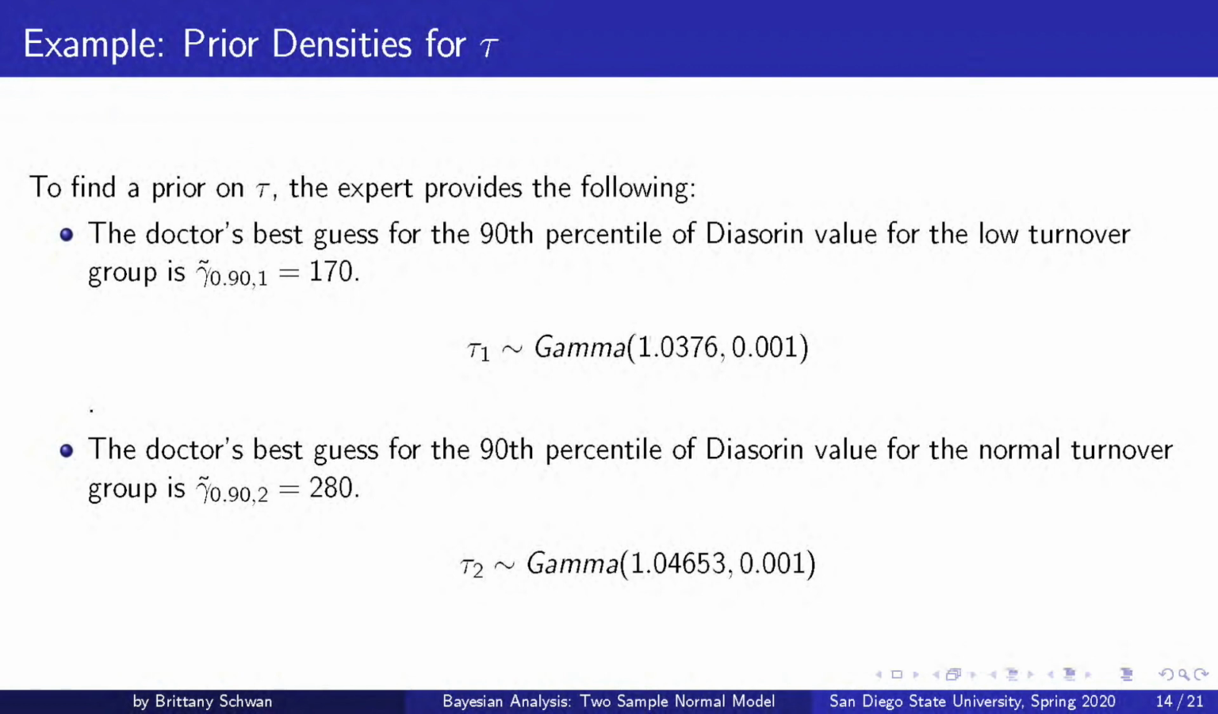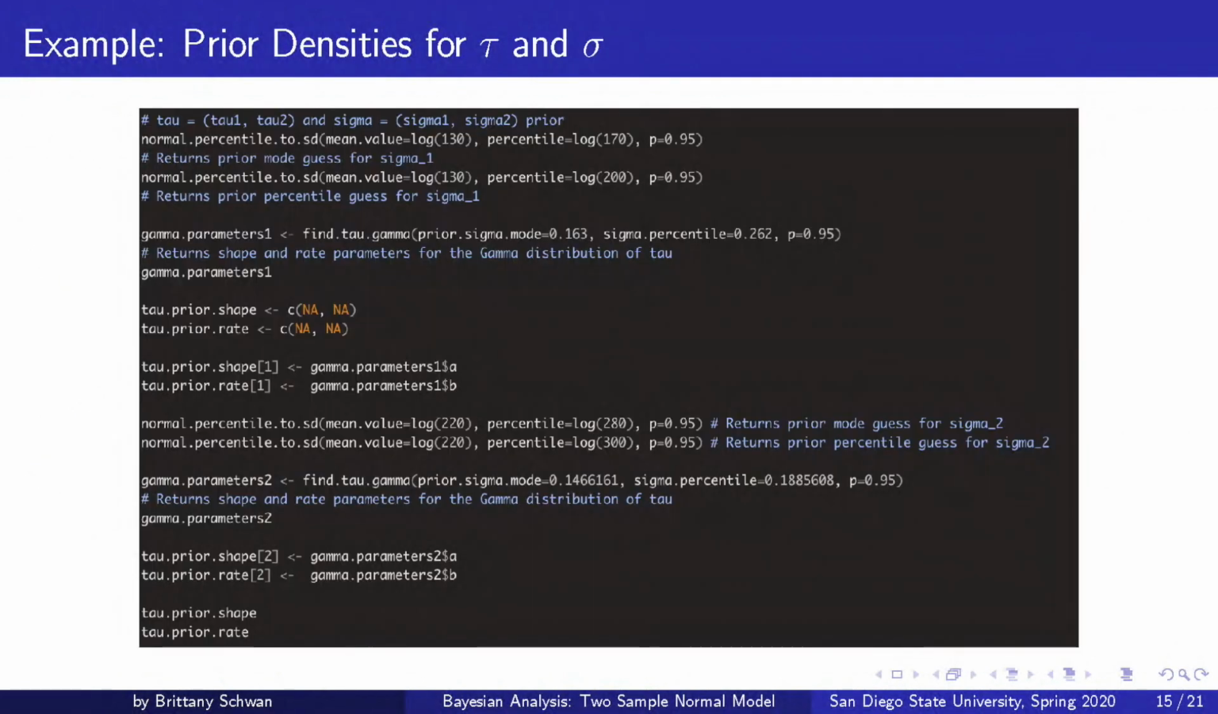His best guess for the 90th percentile of the Diasroin value for the low turnover group is 170, and for the normal group is 280. We then use R to solve the 2x2 system of equations to determine our two hyperparameters for the tau distribution for the low and normal groups. Like mentioned earlier, we need to transform the data from the information on the standard deviation to gain information about tau. This R code allows us to use the expert's information on the 90th percentile to calculate the hyperparameters to use in the tau distributions for our analysis.